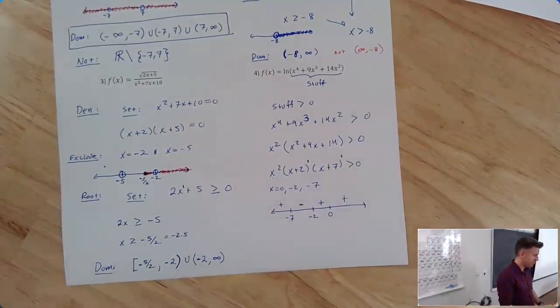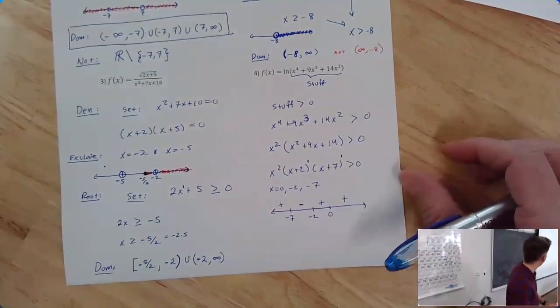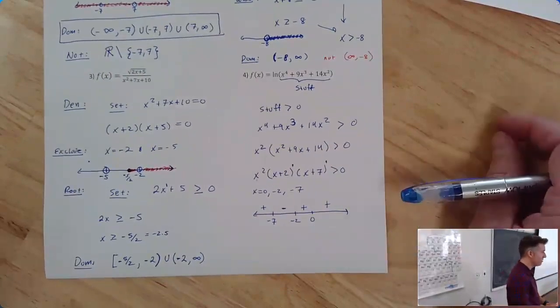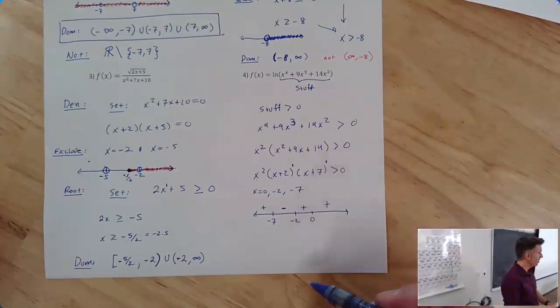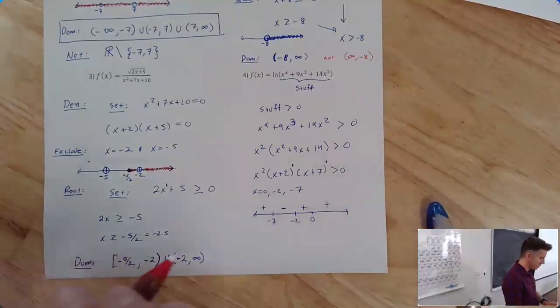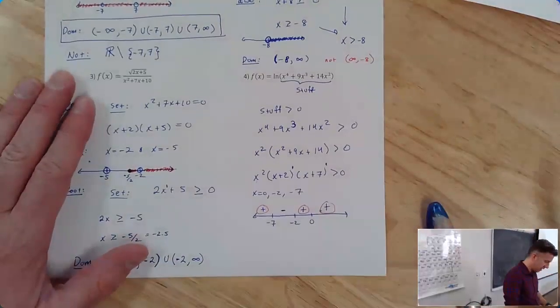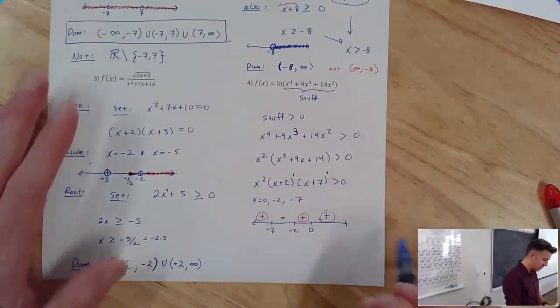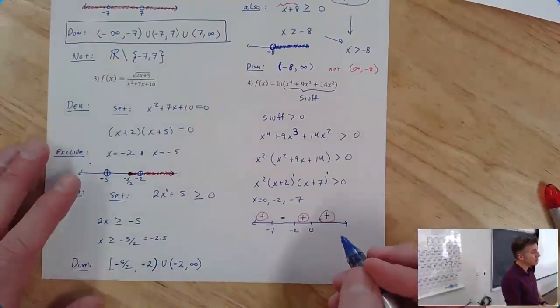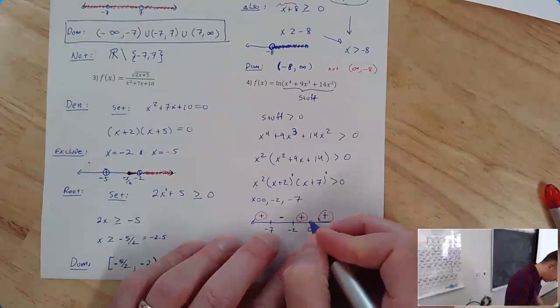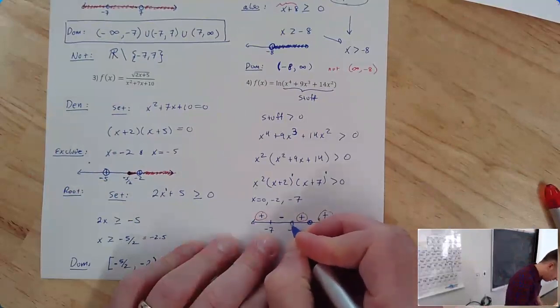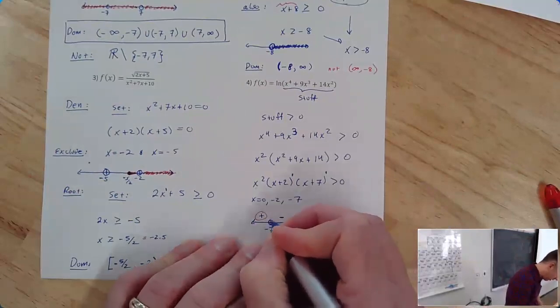So what are we trying to do? Find the domain. Try to see where this thing is greater than 0. So that means we want the positive parts. We do not want the negative parts. And since we want it to be greater than and not equal to 0, we also want to exclude all of these points where it's equal to 0.